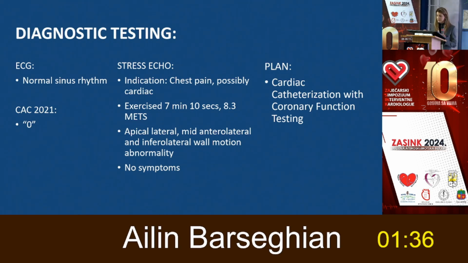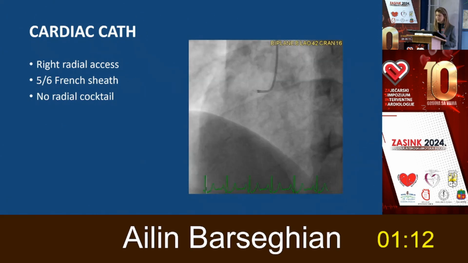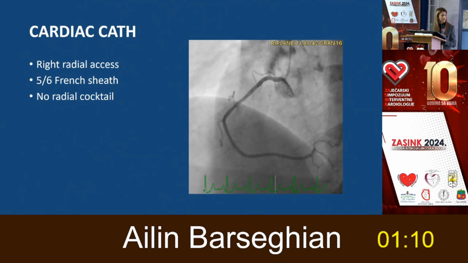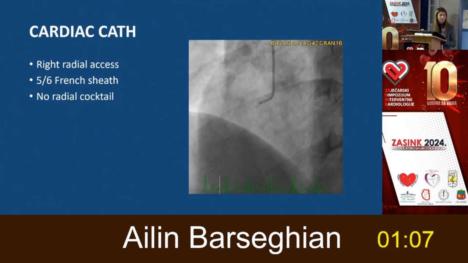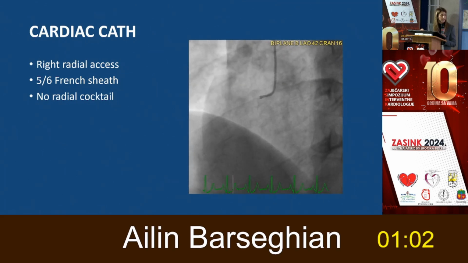She went on the treadmill and exercised 7 minutes, but the echo showed some non-specific wall motion abnormalities in the apex. She was sent for the cardiac cath with the intention to do coronary function testing. It happens that her cardiologist anticipated microvascular dysfunction and ordered the procedure that way. So we took the first picture, right coronary artery, maybe some mild diffuse disease. Again, because I thought I was going to do coronary function testing, I didn't give any nitroglycerin.